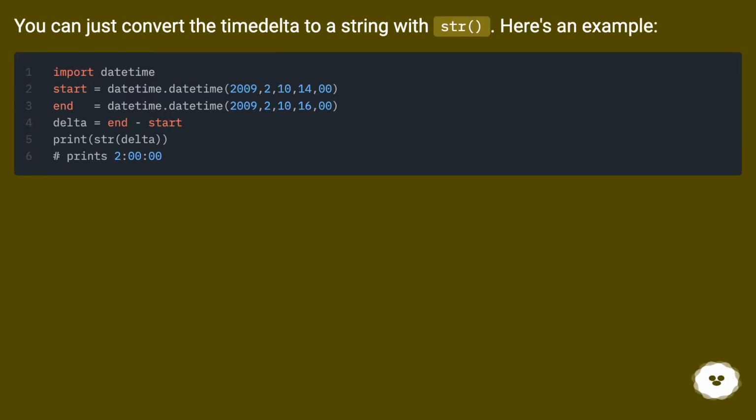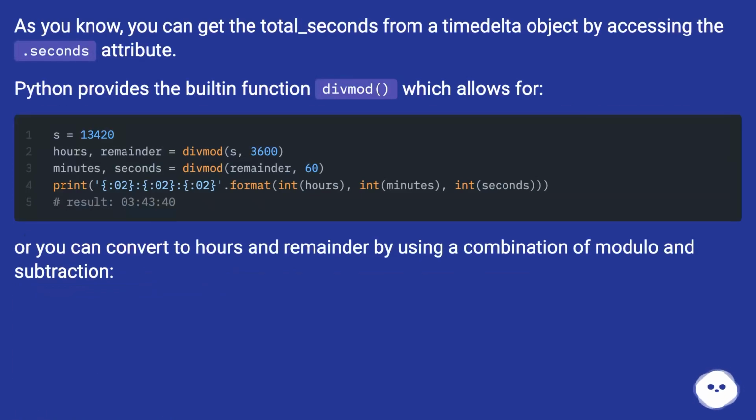You can just convert the Timedelta to a string with str. Here's an example. As you know, you can get the total_seconds from a Timedelta object by accessing the .seconds attribute. Python provides the built-in function divmod, which allows for this, or you can convert to hours and remainder by using a combination of modulo and subtraction.